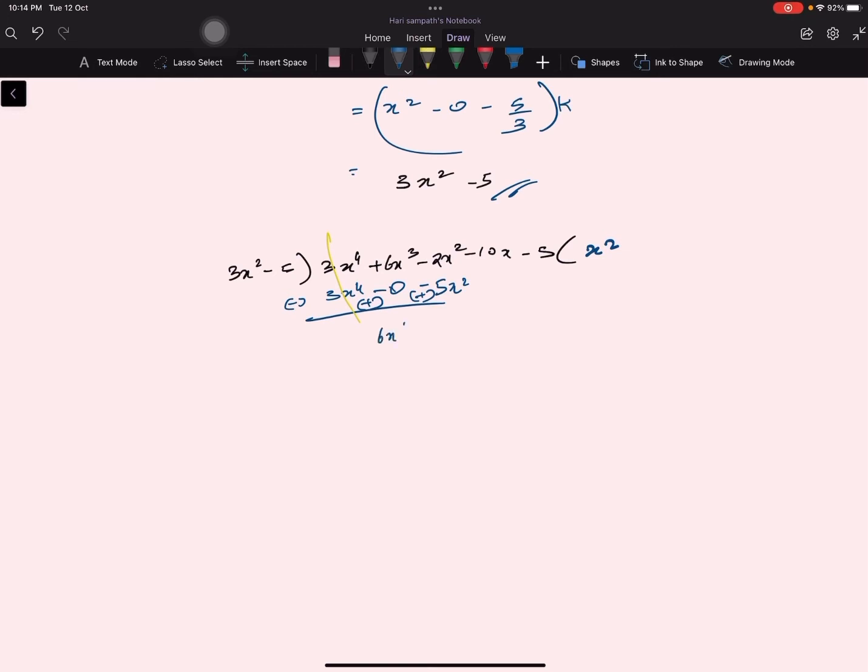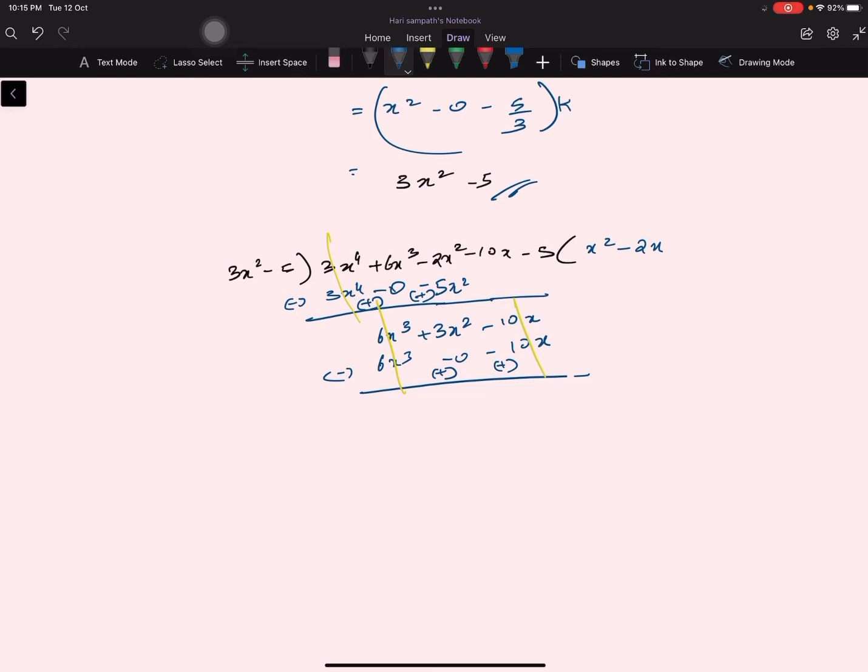We get 6x cube plus 3x square and minus 10x. I'm gonna get that down too. So x square, right? I'm gonna multiply it with 2x in order to get 6x cube. So we get 6x cube minus 0 minus 10x. I'm gonna subtract them. Since these two are the same and have like signs, they're gonna cancel each other out. The 6x cube and 10x.